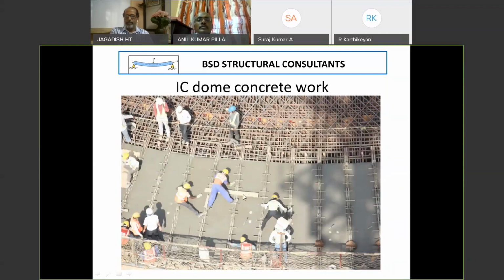Same dome, finishing in progress. I talked about top formwork. Up to this joint concrete has been done. Before concreting, we have installed these trusses. These are all steel trusses kept on the dome top, anchored to the soffit of the dome. And they are installed and aligned in such a way that the shape of the dome is attained.